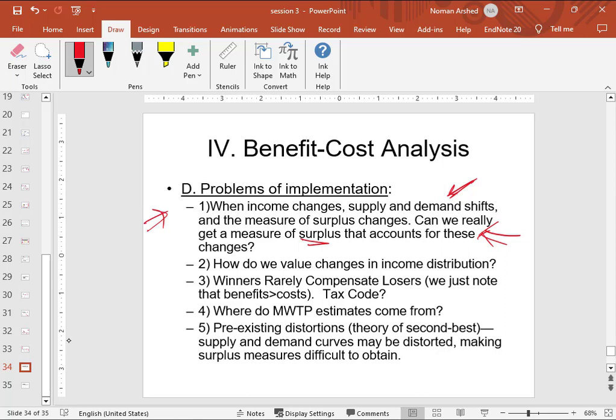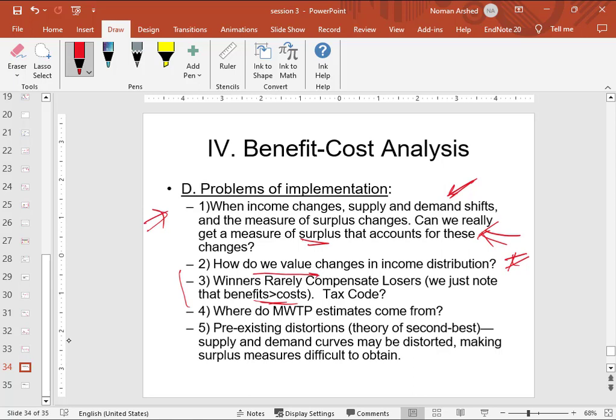How do we value changes in income distribution? हमारी poor countries में there is income inequality. So when we talk about the equilibrium, it's not guaranteed कि सबको बराबर मिल रहा है. Winners rarely compensate losers. We just note that benefits are greater than costs. तो उसने कहा कि यूजली जो हमने कंपनसेशन प्रिंसिपल पढ़ा था पीछे, तो वहां पे गारंटी नहीं है कि जी विनर्स लूजर्स को शेयर करें.